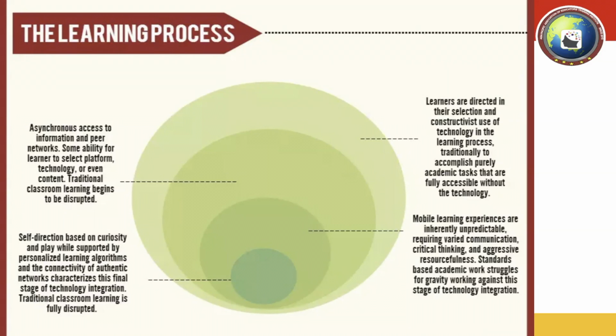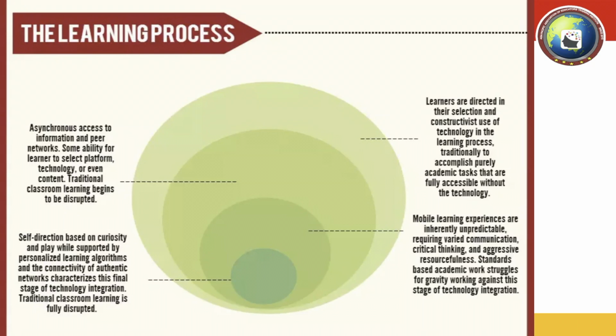And now in stage 2. This stage is characterized by powerful access to information, to networks, and communities, but it is mostly unable to leverage that access without supporting frameworks or planning. Here, learners are directed in their selection and constructivist use of technology in the learning process, traditionally to accomplish purely academic tasks that are fully accessible without the technology.